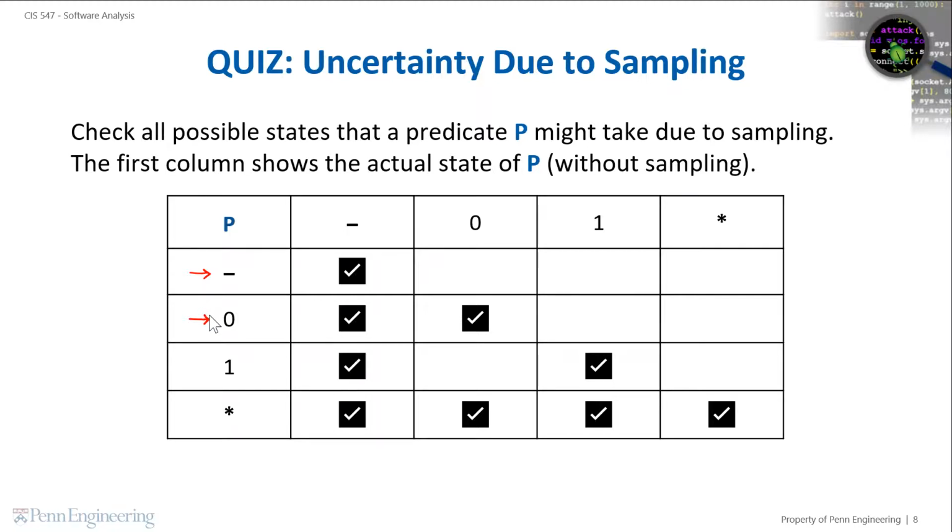If P's actual state is star, then there is at least one observation of P where P is true and at least one observation where it is false. After sampling, there are four possibilities. We might keep a true observation and a false observation, in which case the sample state would still be star. We might keep a true observation and lose all false observations, in which case the sample state would be 1. We might keep a false observation and lose all true observations, in which case the sample state would be 0. And we might lose all observations, in which case the sample state would be dash.